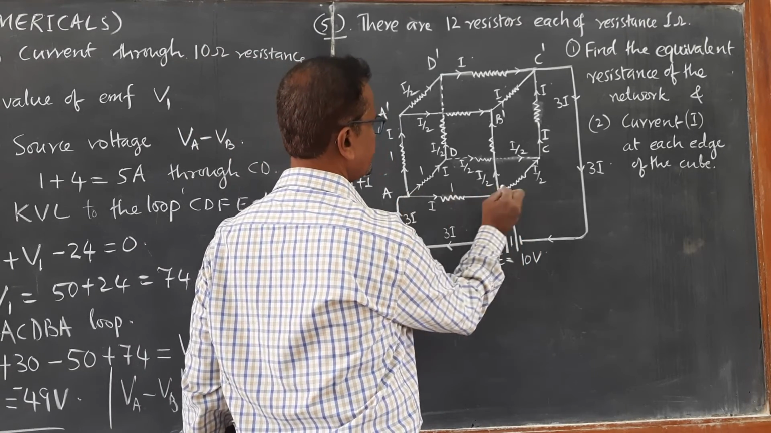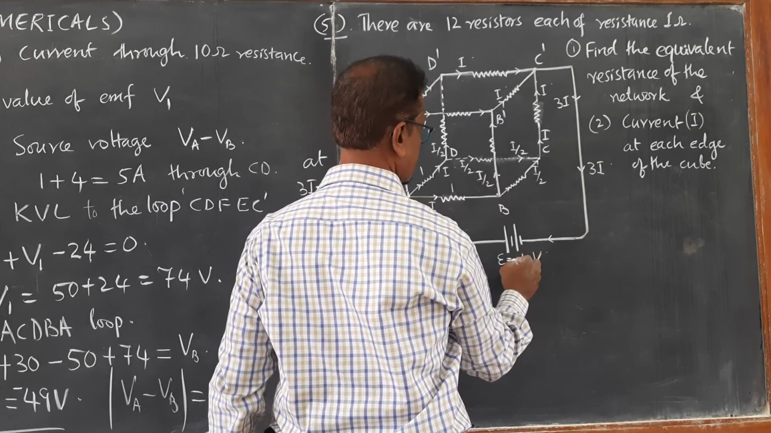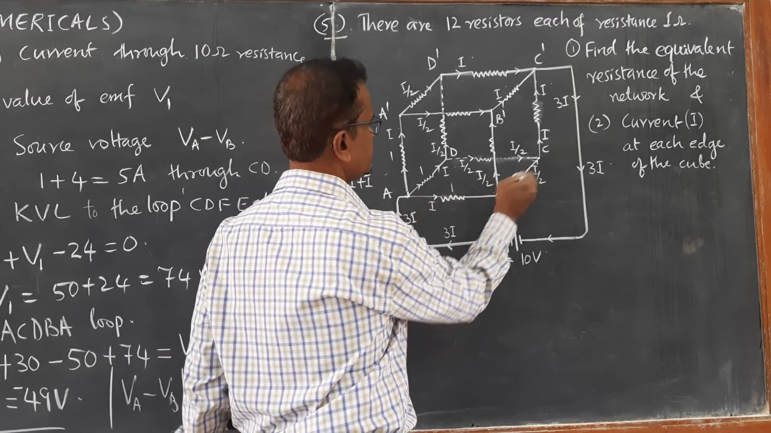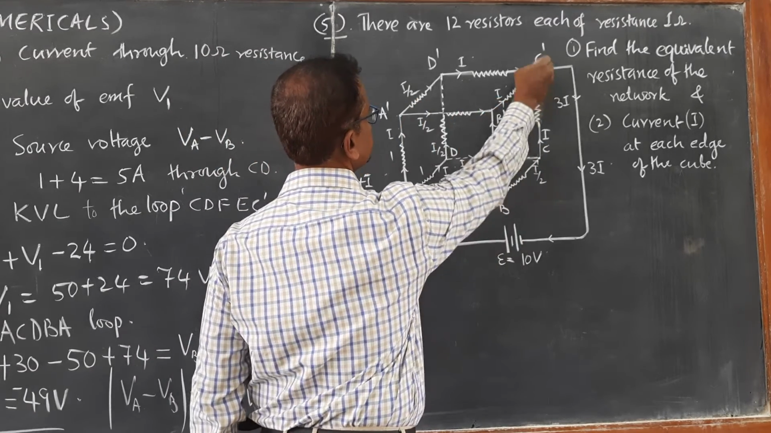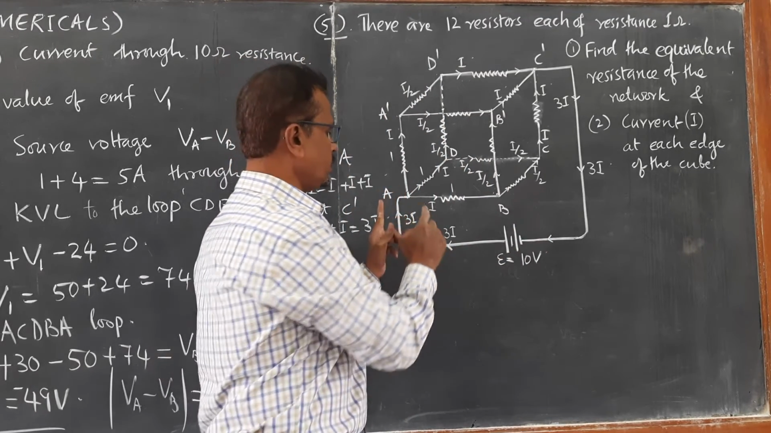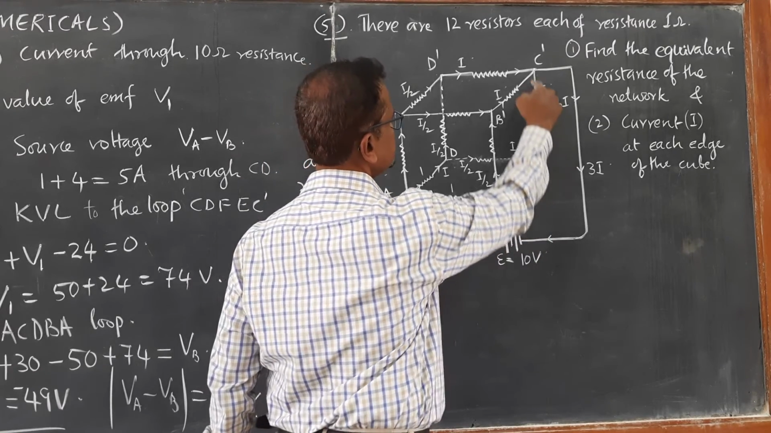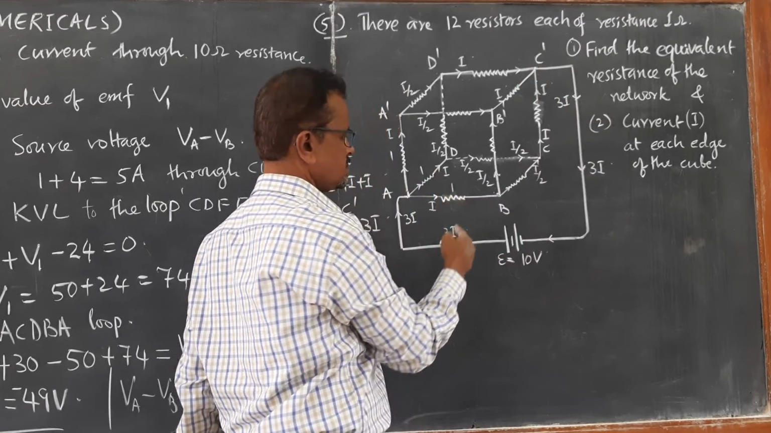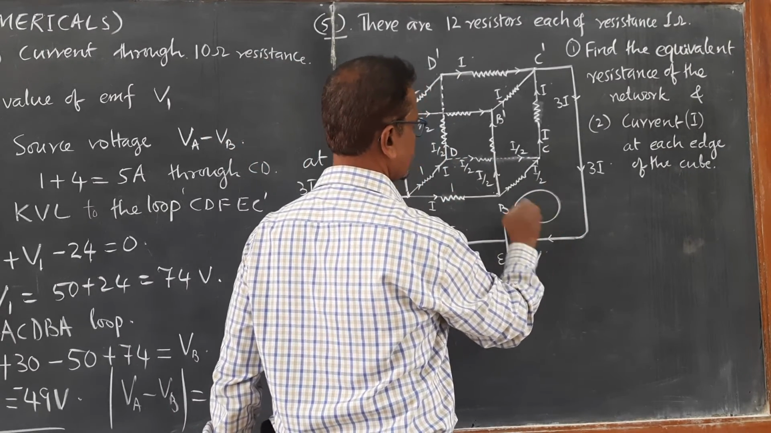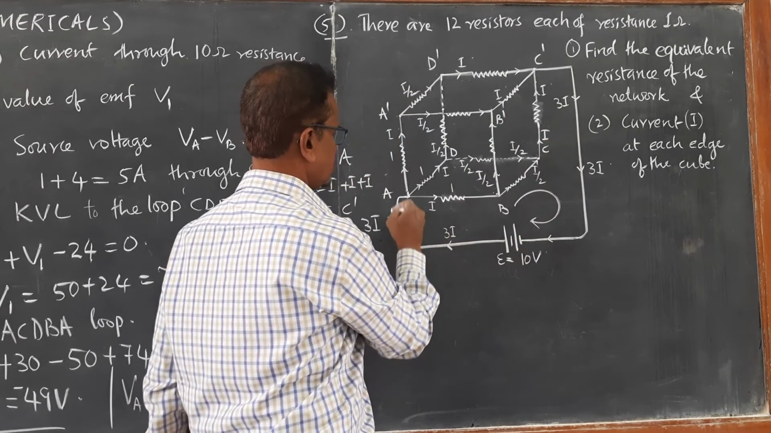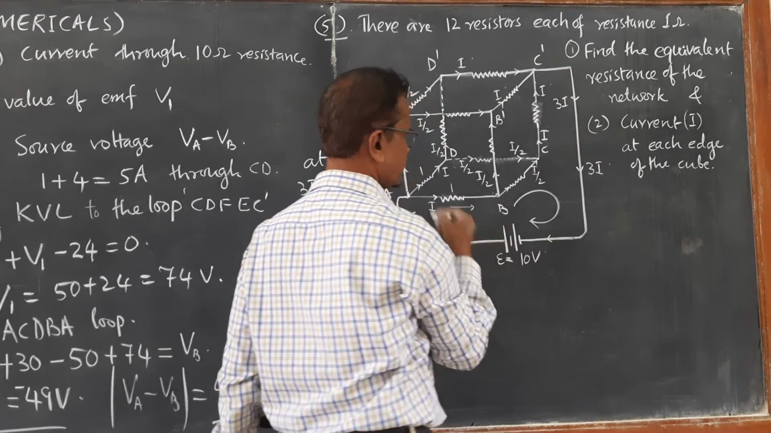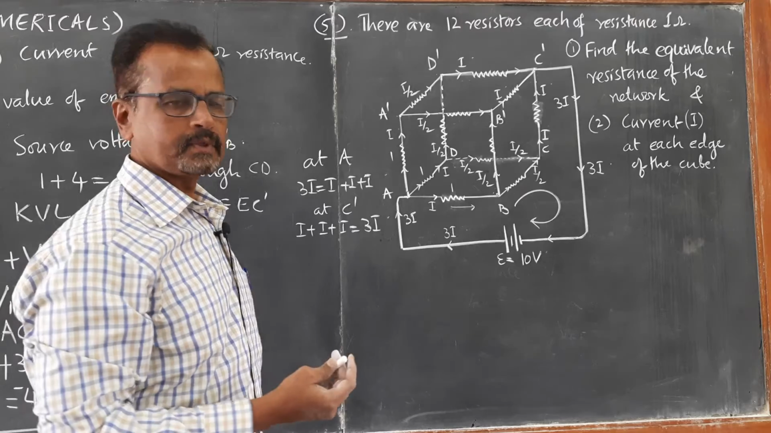Look at this, A, B, C, C dash, E, A. So this is a cube, you can see here, A, B, C, D, A dash, B dash, C dash, D dash. This is the cube, right? Out of which we are choosing only the path A, B, C, C dash, E, A. That is the loop which is external, in which the current is flowing in the clockwise sense. A to B, B to C, C to C dash, you can see it is flowing in the clockwise sense. And we can apply Kirchhoff's voltage law.